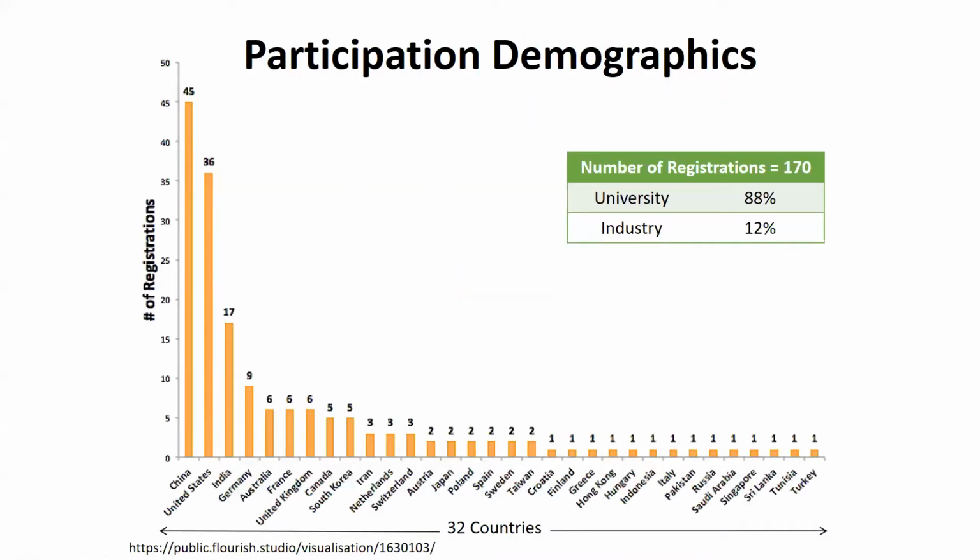Here I'm showing the participation demographics. So we had a total of 170 registrations. Out of those, 88% were from universities and 12% from industries. And out of these registrations, we found maximum participation from China, followed by United States and India. If you want to see the exact information of the institutes, you can go to this link and you can see the visualization on the map as well.